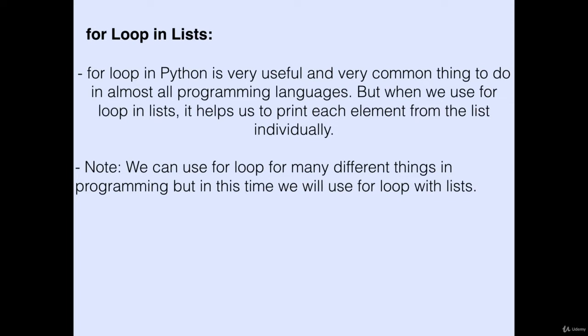For loop in Python is a very useful and very common thing to do in almost all programming languages. When we use for loop in lists, it helps us to print each element from the list individually. Note, we can use for loop for many different things in programming, but this time, we will use for loop with lists. Let's see how.